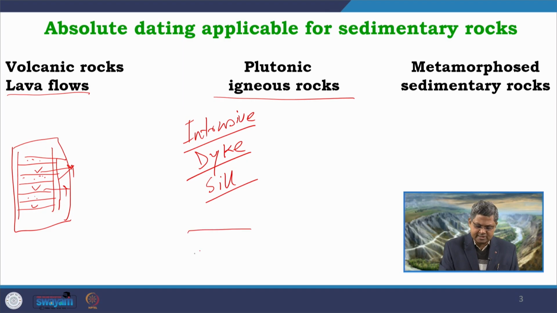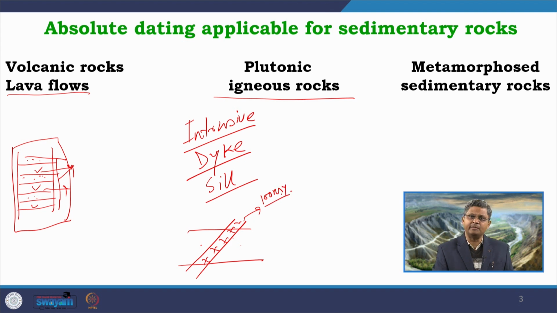For example, if this is the sediment layer and a dike body has cut through it like this, this dike body can be dated using the absolute age dating method. Say the age of this particular dike body is determined as 100 million years. So at 100 million years this dike body was emplaced, and definitely this sediment unit was deposited before that. If I draw a time scale from 0 to say 200 million years, somewhere here is 100 million years. The sedimentary rock body was deposited before this time.